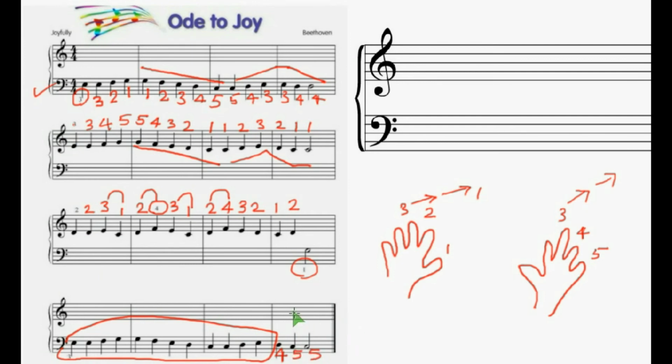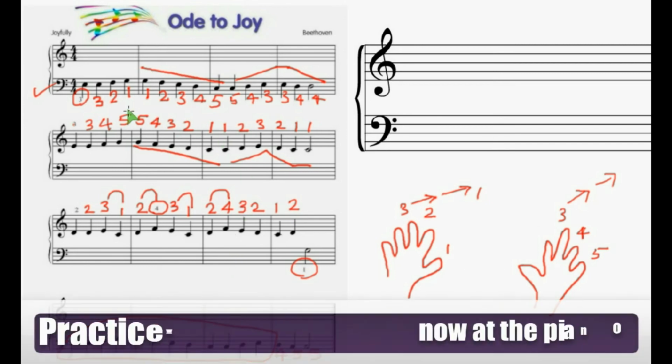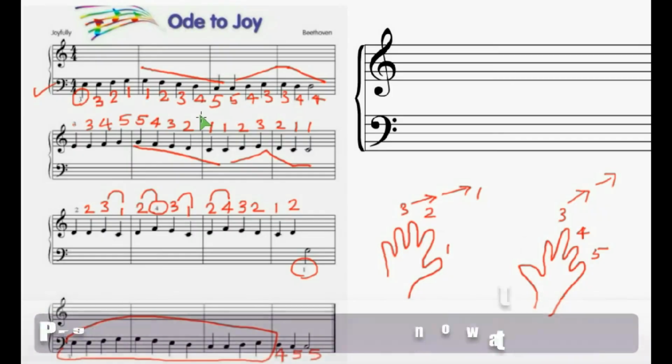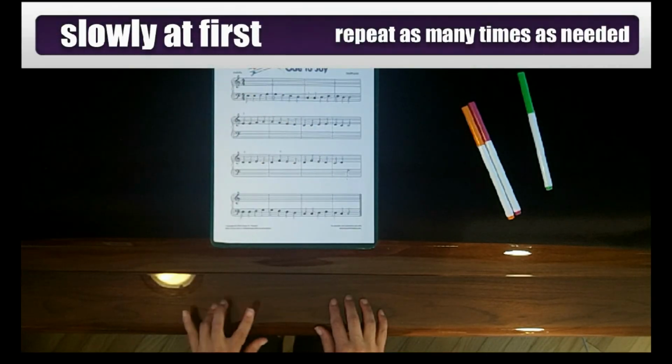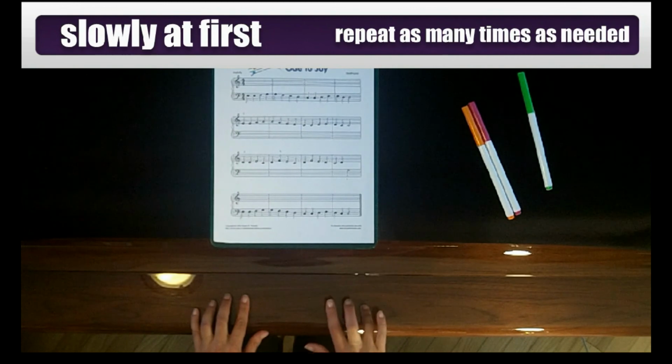So what you should do now is, using a tabletop, go through and practice the fingerings that you would use to play this piece. 3, 3, 2, 1, 1, 2, 3, 4, 5, 5, 4, 3, 3, 4, 4. 3, 3, 4, 5, 5, 4, 3, 2, 1, 1, 2, 3, 2, 1, 1.